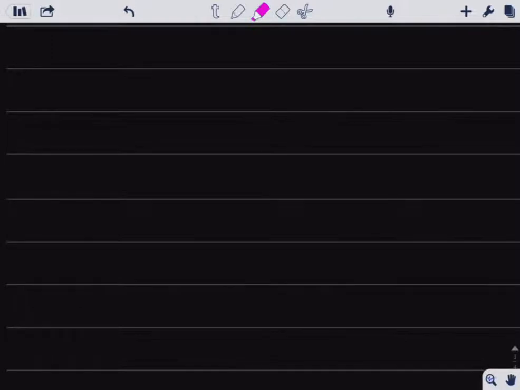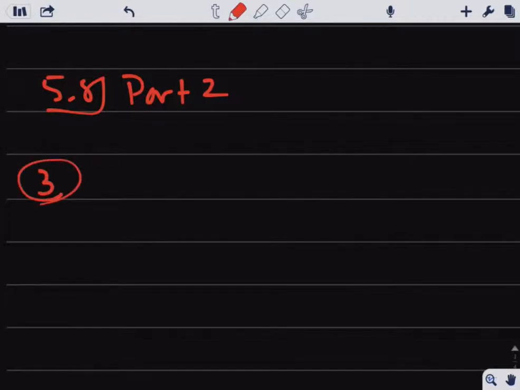Okay, this is the second part of your lesson for 5.8. This is 5.8 part 2. Okay, we're still dealing with fractional exponents or fractional coefficients, so let's look at a couple of problems that deal with that. Here's number 3.